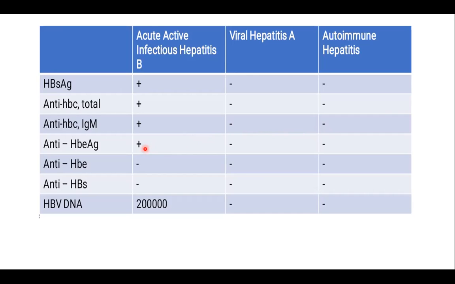And next is your anti-hepatitis B antigen, positive for infectious hepatitis B and negative for viral hepatitis A and autoimmune hepatitis. Next is your anti-hepatitis B surface antibody, anti-hepatitis BE, which is negative for the 3.